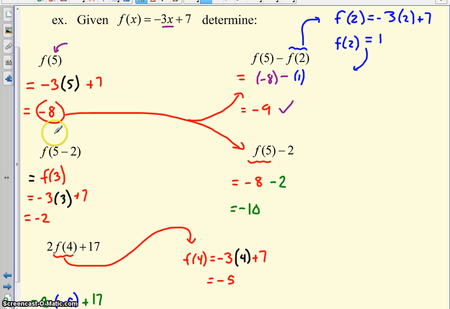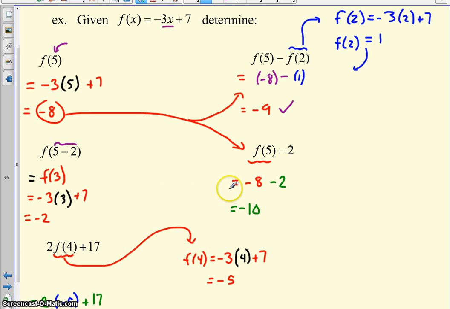Okay, moving down on the left to the next row. Now you have f of 5 minus 2. What's different here is that the 5 minus 2 is all inside the function. So you can simplify inside that bracket first, which tells me it's going to be f of 3. Once it's simplified down to this, it's simply a matter of subbing 3 into the function for x. Then you wind up getting negative 2.